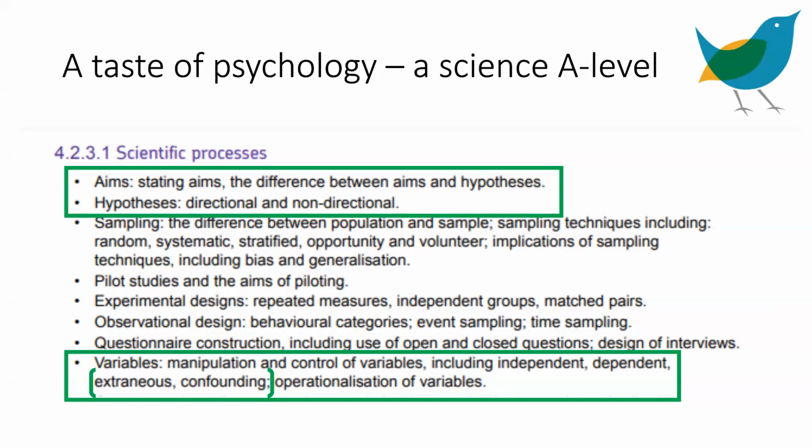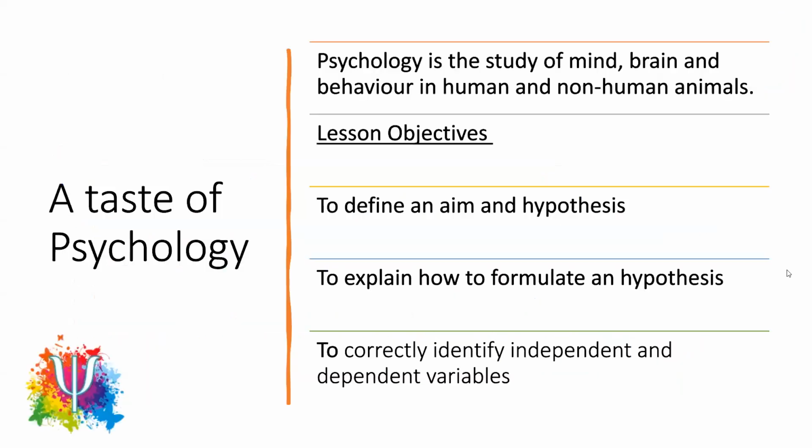Okay, so today we're going to look at, as you can see from your spec, we need to be able to state aims and to talk about the difference between aim and hypothesis. We also need to be able to explain the difference between a directional and a non-directional hypothesis. We will also look at variables, so independent and dependent variable, and we will talk about operationalizing those variables. Okay, so we're going to look at defining aims and hypothesis, explaining how to formulate a hypothesis, and to try and identify independent and dependent variables, which I'm sure a lot of you are very well versed in.